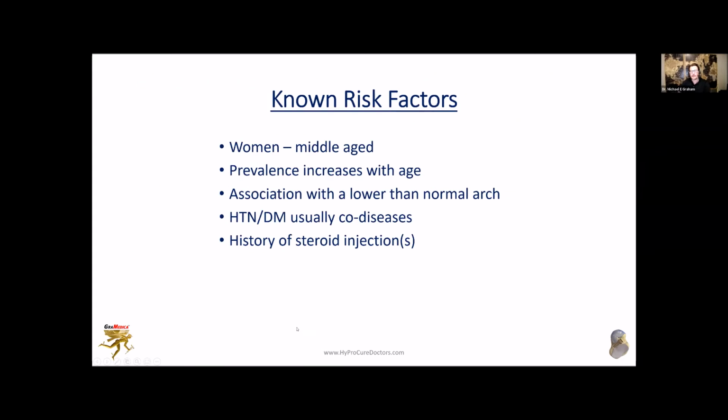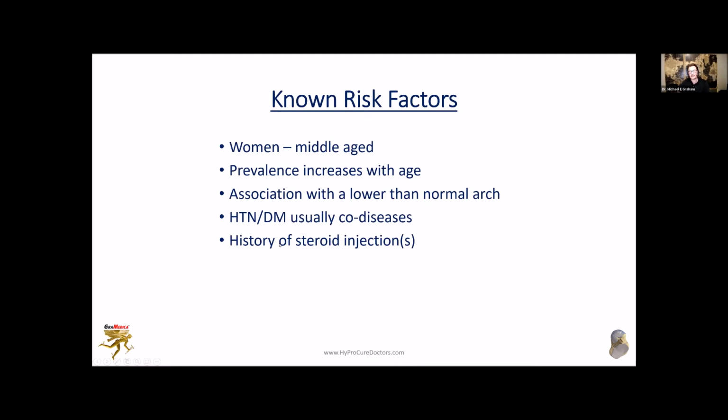So what do we know about risk factors for people that have posterior tibial tendonitis or tendinopathy? First thing is that they're women, more common than men, and they're middle-aged, usually 50 or above. We don't really see posterior tib dysfunction in patients below 40 years of age. Usually it's much older than that, and it progressively gets worse with increasing age. The majority of people, if not all of them, have a lower than normal arch. And there are usually some comorbidities, high blood pressure and diabetes, and a lot of people have had steroid injections.